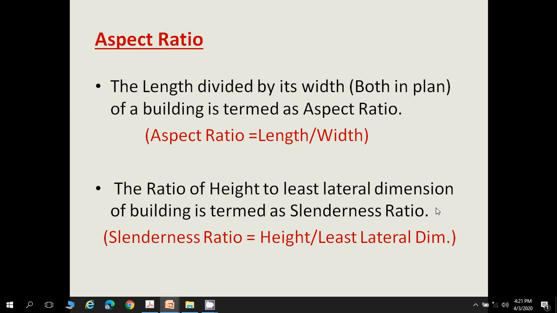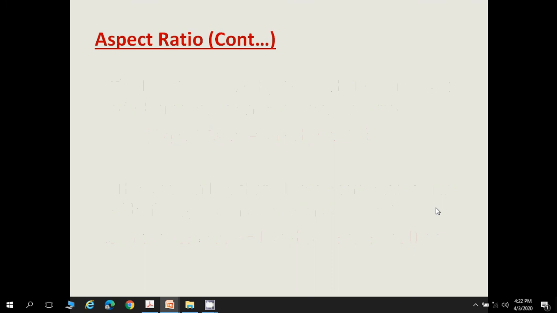And here is another term, which is the slenderness ratio. The ratio of height to least lateral dimension of a building is termed as slenderness ratio. So what is the meaning of least lateral dimension? When the building is in plan, its smallest dimension is called the least lateral dimension, that is the width.